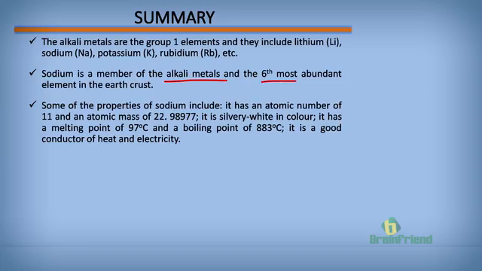in the Earth crust. Now, we listed some properties of sodium. Sodium has an atomic number of 11 and an atomic mass of 22.98977. Sodium is silvery white in color. It has a melting point of 97 degrees Celsius and a boiling point of 883 degrees Celsius. It is a good conductor of heat and electricity.